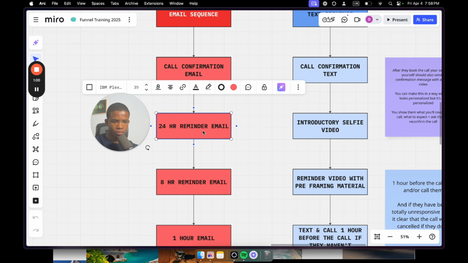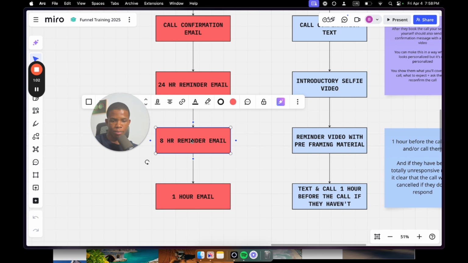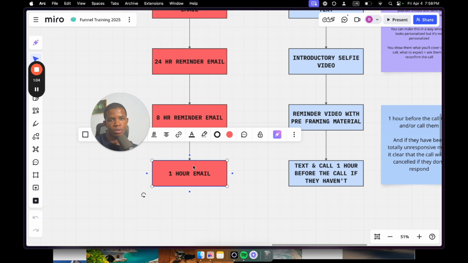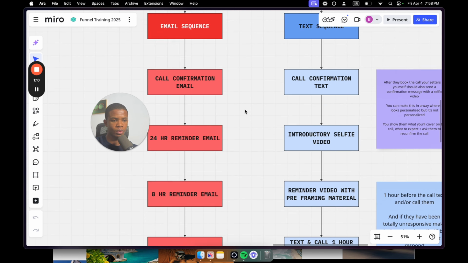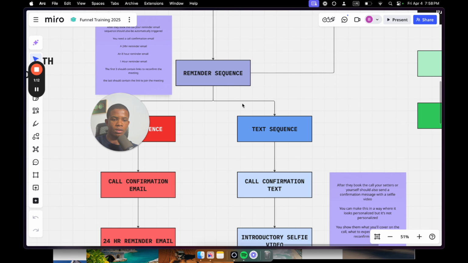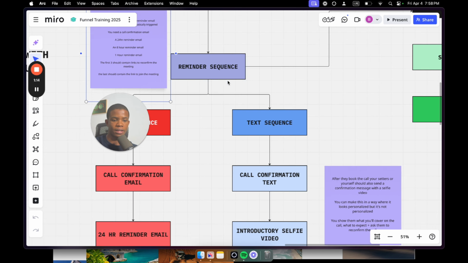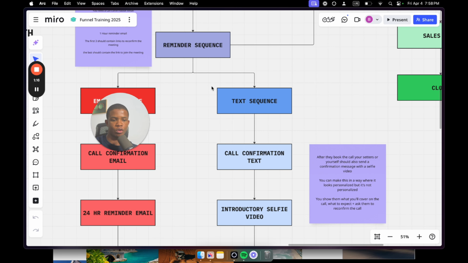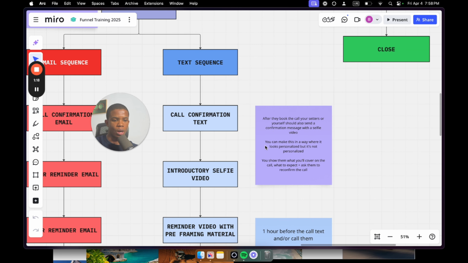So a 24-hour reminder email, an 8-hour reminder email, and then a 1-hour email just telling them, hey, see you soon in an hour. Here's a link to join our call. Chat to you soon. And then the reminder sequence also has a text sequence part to it. Besides the email sequence, there's a text sequence. So after they book the call, you should also send a confirmation message with a selfie video.